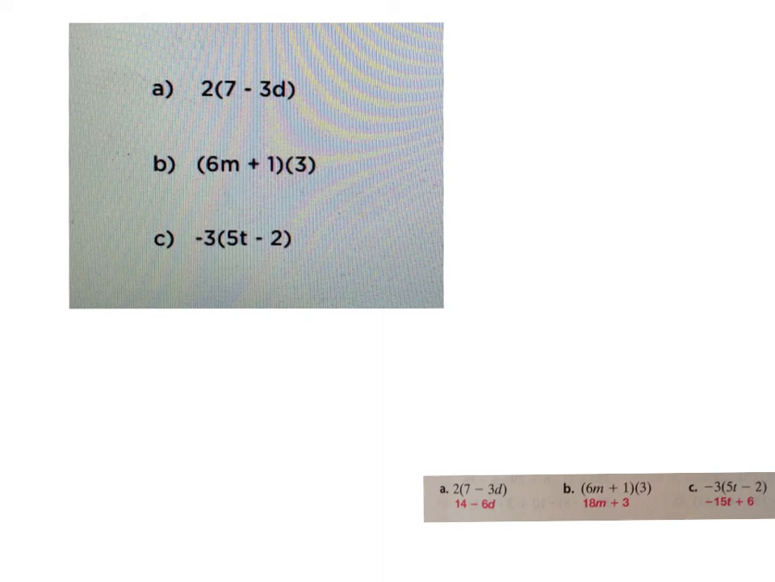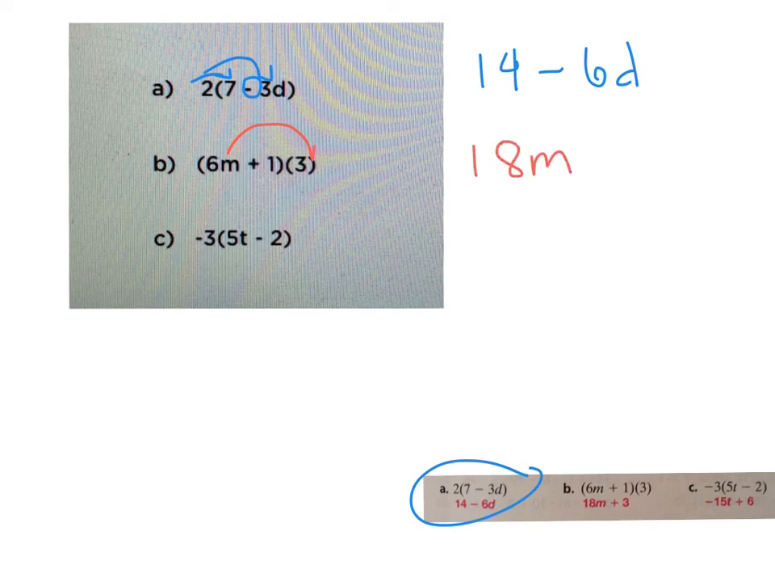Alrighty, so you've gone into Class Kick and worked these 3. I'm going to go ahead and distribute here then. So 2 times 7 is 14. 2 times negative 3d is negative 6d. Okay, and I put the answers down here at the bottom for you too. 3 times 6m is 18m. 3 times 1 is 3. And finally, negative 3 times 5t is negative 15t. Negative 3 times negative 2 is a positive 6. And that's all there is to it.